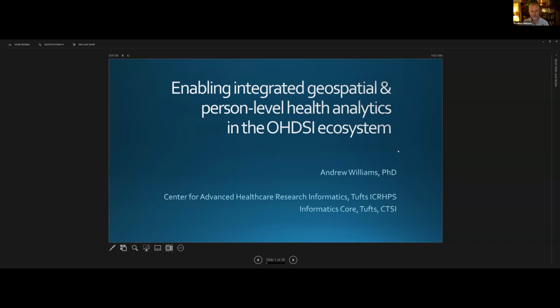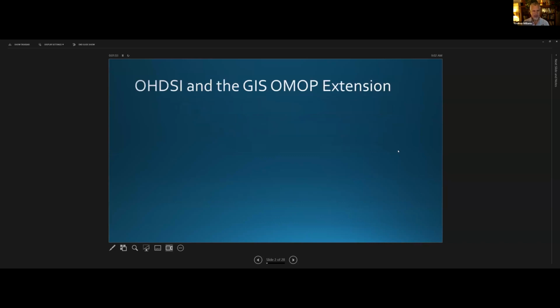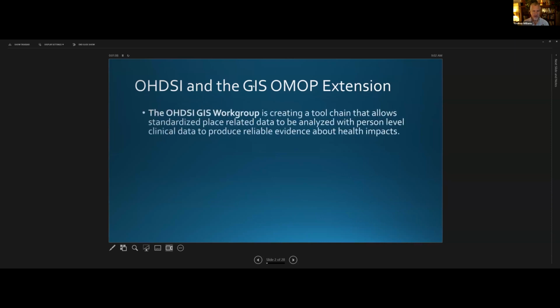And so for Odyssey, I'm going to spend a lot of time on this common data model that we use, which is called OMOP. It's an extension to the OMOP common data model that we're going to be spending most time talking about. And all of this work is coming out of a work group within this community, the Odyssey GIS work group. And it is a whole tool chain that allows the standardization of place-related data to be analyzed in combination with this person-level data to produce reliable evidence about health impacts.